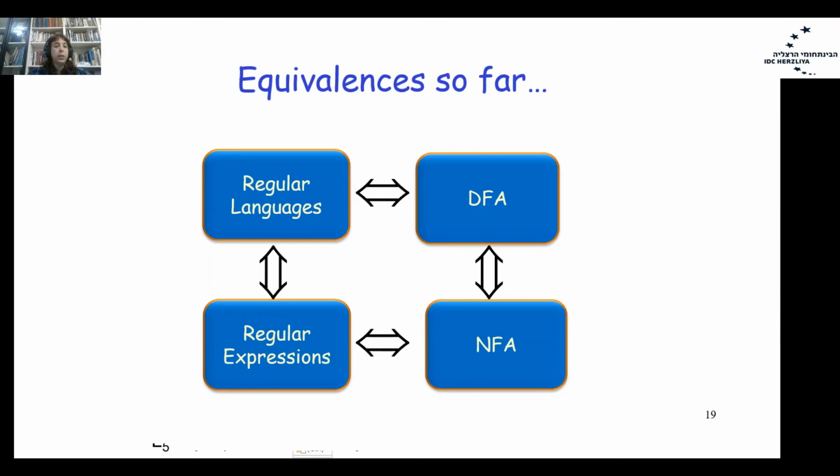Before we start our proof, I would like to remind you of the equivalences that we have so far. For each DFA, we have an equivalent NFA. Each DFA describes some regular language, or each DFA has a regular language. Now we will prove that a regular language is equivalent to a regular expression, and we will prove that regular expressions are equivalent to some NFA.